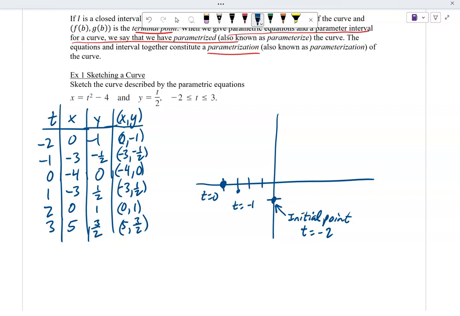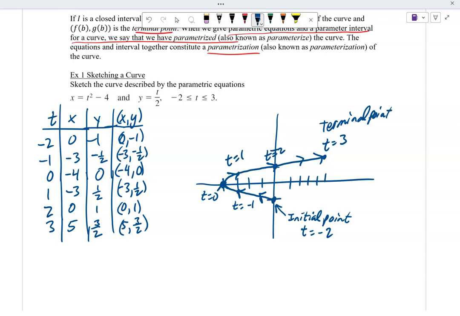T being 1, I get (negative 3, up a half). This is t being 1. When t is 2, I got (0, 1). And finally, when t is 3, I got (5, 3 halves), so 1.5 up there. And so this thing goes in that direction. So I'm going to go ahead and put my arrows on, indicating the direction based on t. This is finally where I end, my terminal point at the end. And so the arrows indicate its orientation as t increases from negative 2 to 3.